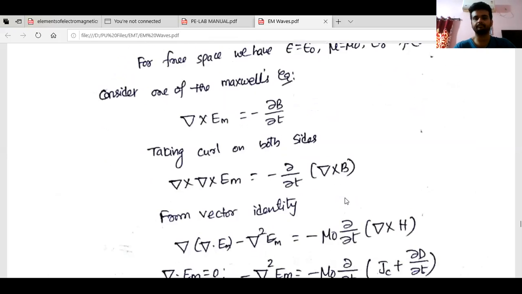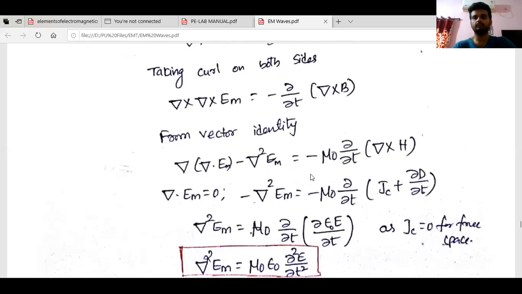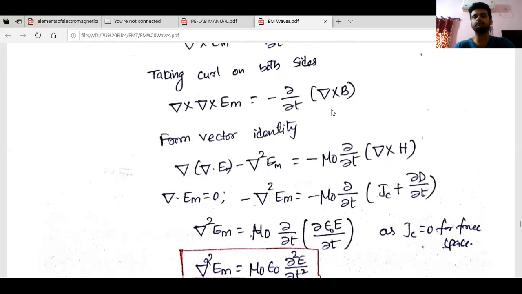del cross B. Now as per vector identity, we know del cross del cross E can be written as what? Del into del dot E minus del square E. Gradient of divergence of electric field minus Laplacian of electric field equals what? Del cross B, B equals mu naught into H. So minus mu naught into del by del t of del cross H.